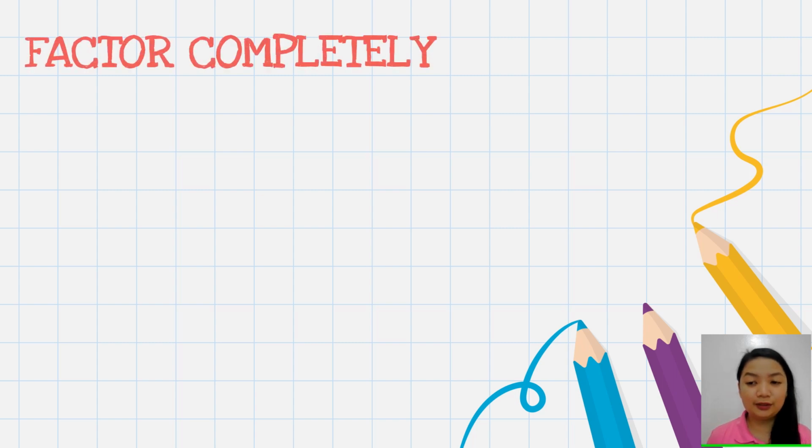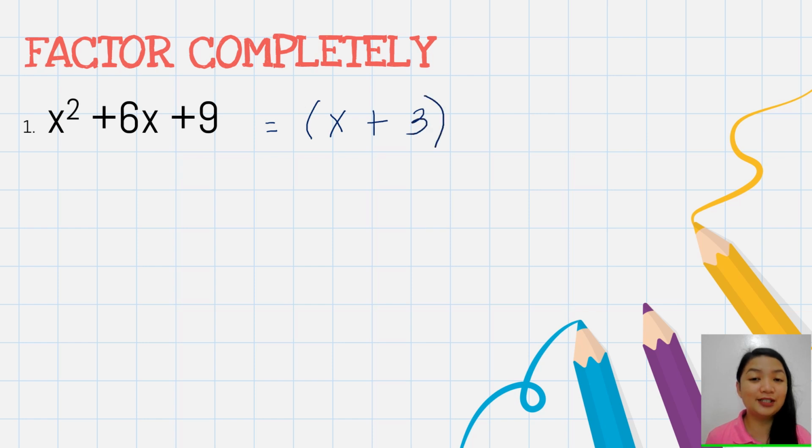This time, let us factor completely the following perfect square trinomial. For the first one, let us have x squared plus 6x plus 9. So what are the factors of x squared plus 6x plus 9? Correct. That is x plus 3. We get the square root of the first term and the square root of the last term. And then we place the square root here. Is the middle term correct? Yes. Since x plus 3 times 2 will give us 6x.